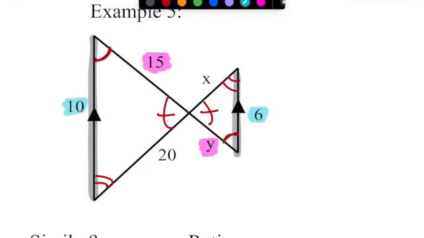10 and 6 are going to go together. Those are on the parallel sides, and they're between the single and the double angle marker. And then lastly, 20 is between the double angle marker and the vertical angle, and X is also between the double angle marker and the vertical angle. So that's what we're looking for. Okay, so now we know it goes together.